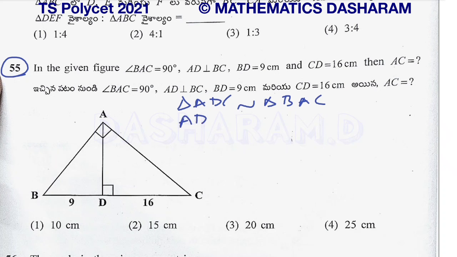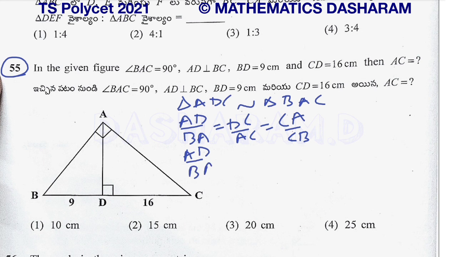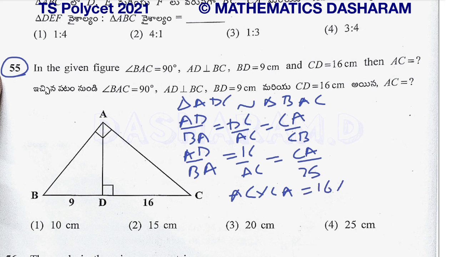So AD divided by BA, DC divided by AC, CA divided by CB. AD, BA values are not available. DC value is 16. AC value is required, CA value is required. CB means 9 plus 16, which is 25. Now here do cross multiplication. AC into CA is 16 into 25.